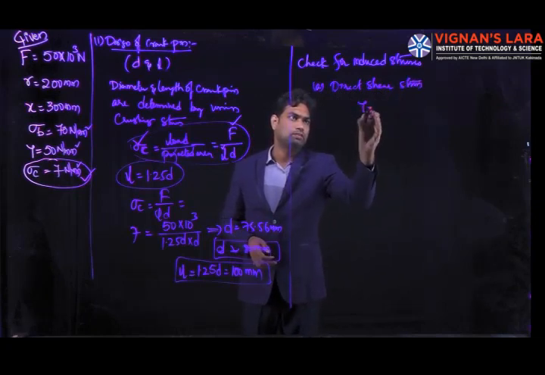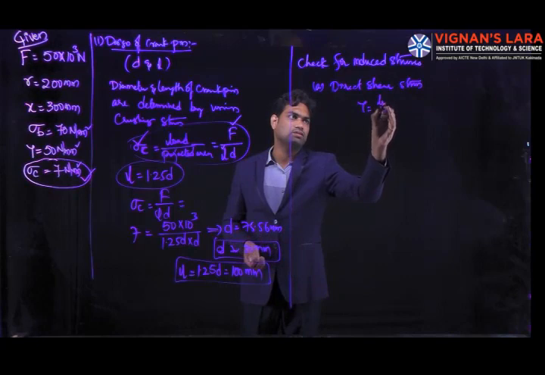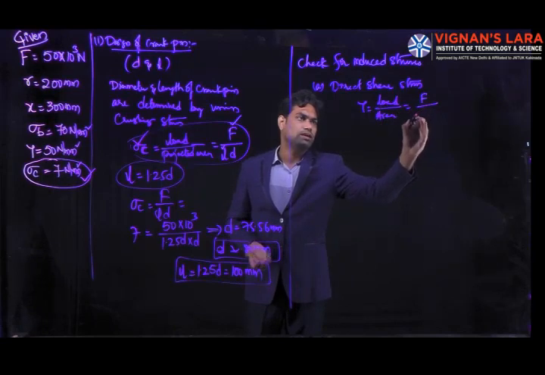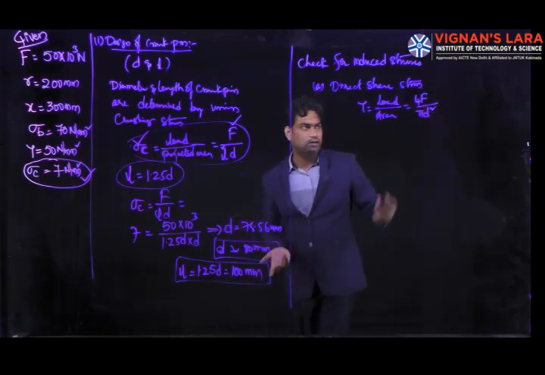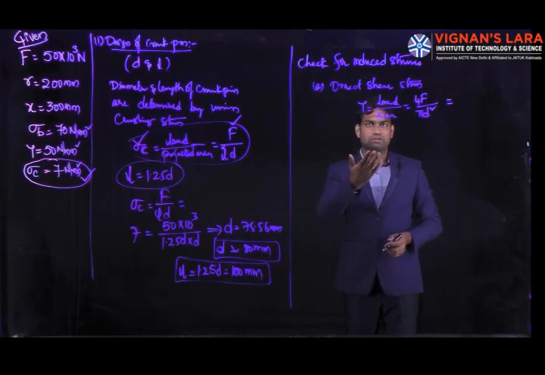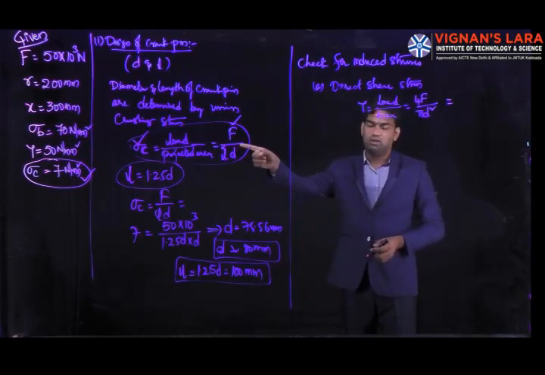So that is denoted by tau. We know that shear stress is load by resisting area. Here it is load, and the area is the cross-section area. It is a circular one, pi by 4 d square. So it is 4F by pi d square you may get. Load is known and the diameter is 80 mm. You can substitute in this equation. This is the induced shear stress. You need to check with the allowable value.